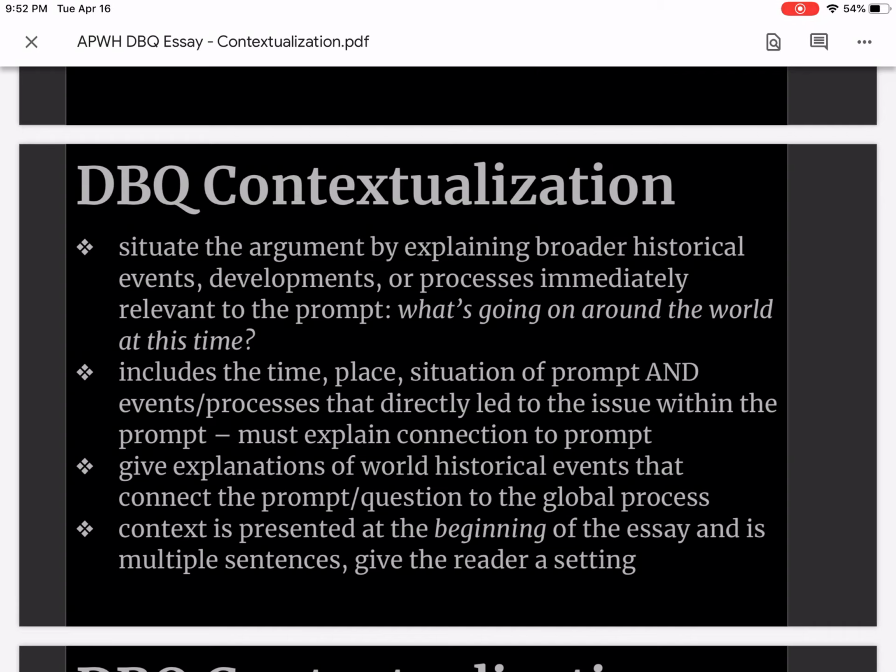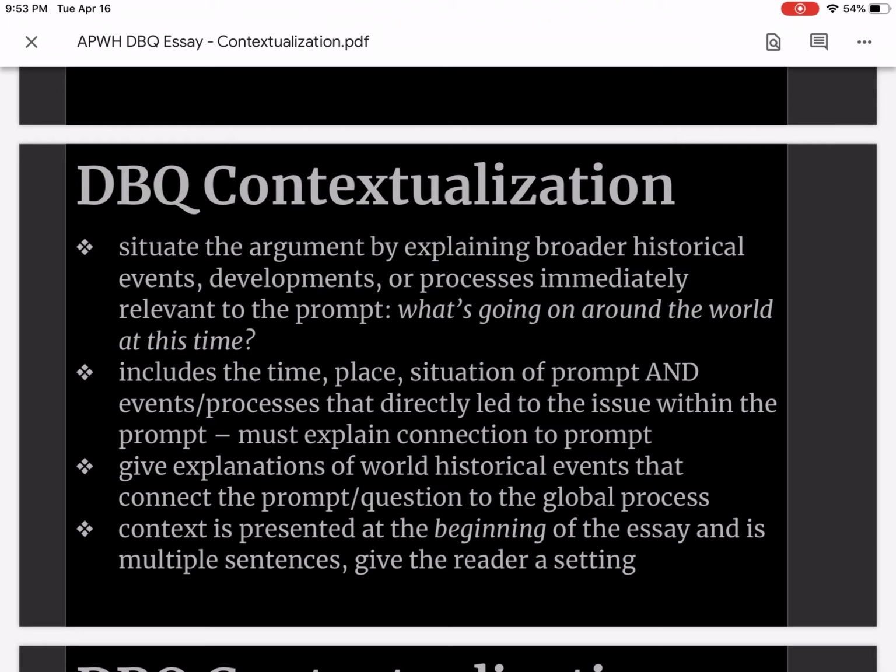And these events and processes led directly to the issue within the prompt. You must explain that connection to the prompt. You can't just randomly mention a few events or a few developments going on at the time that you're given in your prompt and assume that your reader is going to make a connection. You actually have to explain what's the connection to the situation you've described in your context and how is that related to the prompt. And of course, you want to give explanations of world historical events that connect to the question, to the global process.